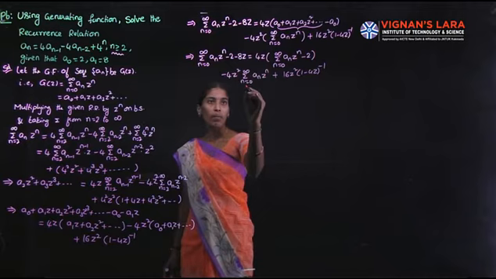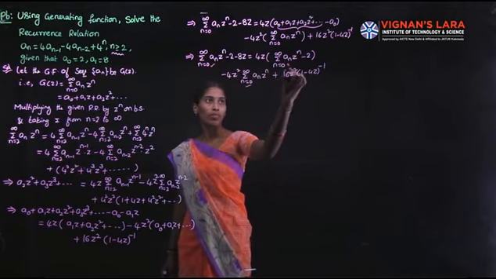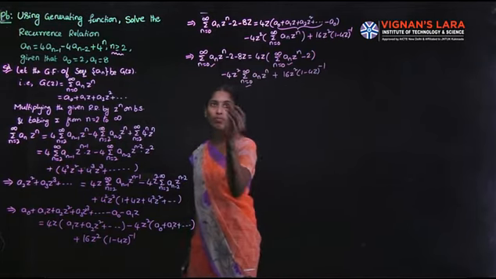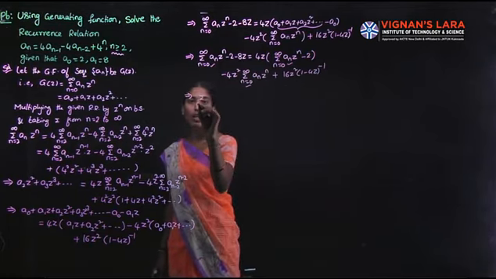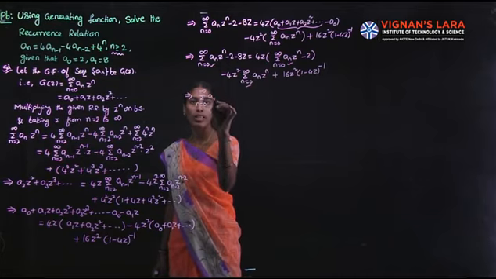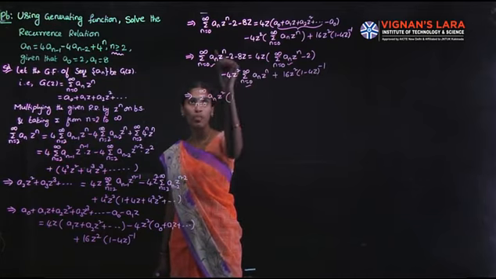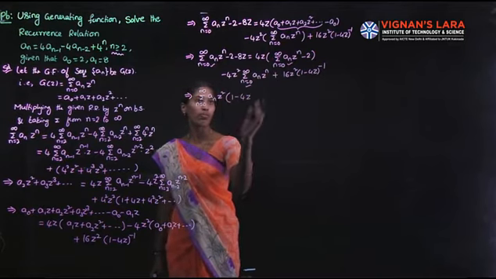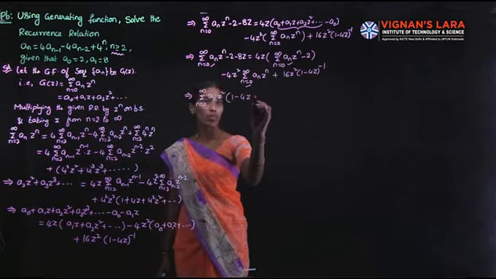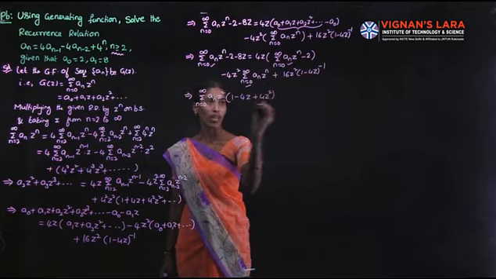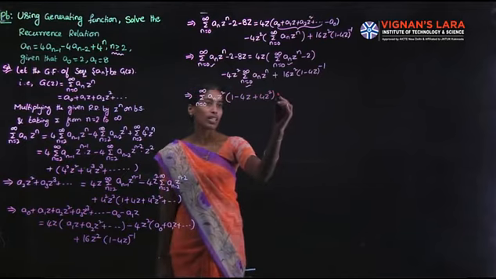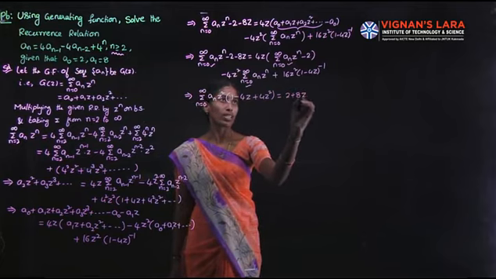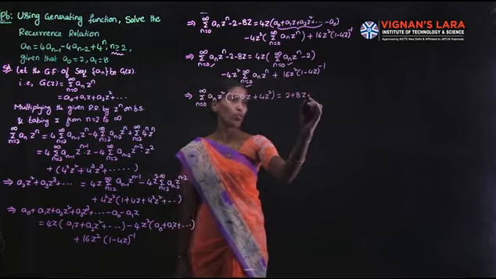Now taking common these terms, that is sigma n equal to 0 to infinity a_n z^n, it becomes sigma n equal to 0 to infinity a_n z^n into 1 from this one. Here, take this term to the left side, minus 4z. Take this term to the left side, it also becomes plus 4z^2.